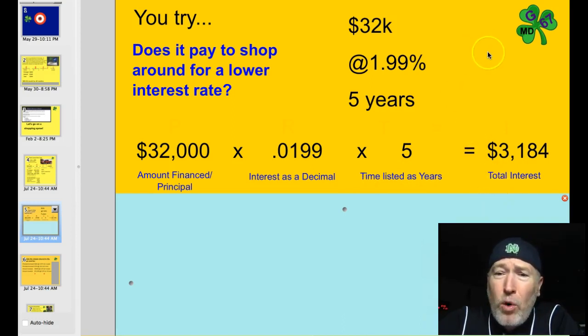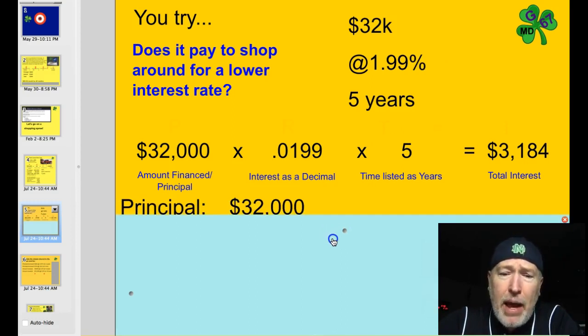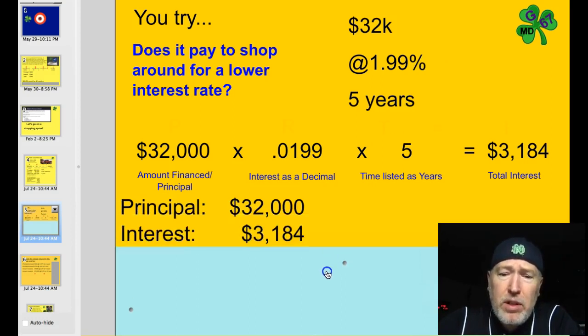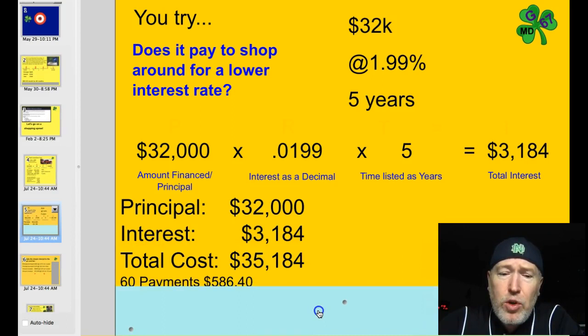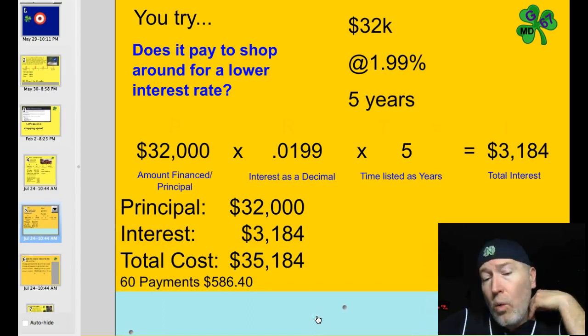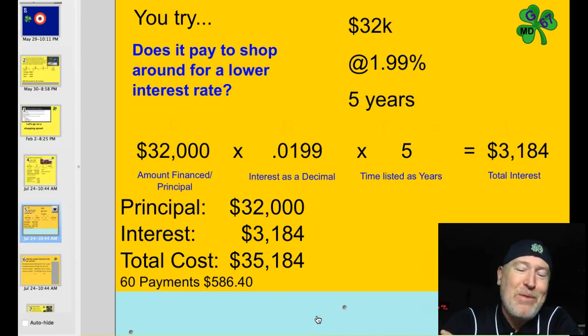But think about it. Before our interest was 6%, now it's 2%. Of course, it's going to be a lot less. Look at the impact. There's your principal. Here's your interest. Total cost, $35,184. Sorry about that.